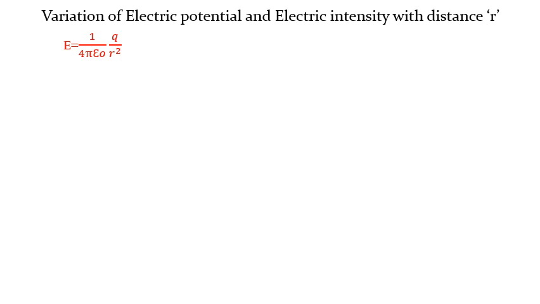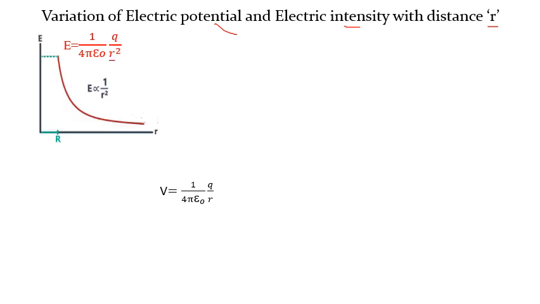Variation of electric potential and electric intensity with distance. Now see these two formulas. Formula hai toh sab kuch hai, formula nahi toh kuch bhi nahi. Sahi hai na. Dekho, from the first formula, E is inversely proportional to R square. Means as R increases, E goes on decreasing. This is how the graph of E against R is. As R increases, E goes on decreasing.